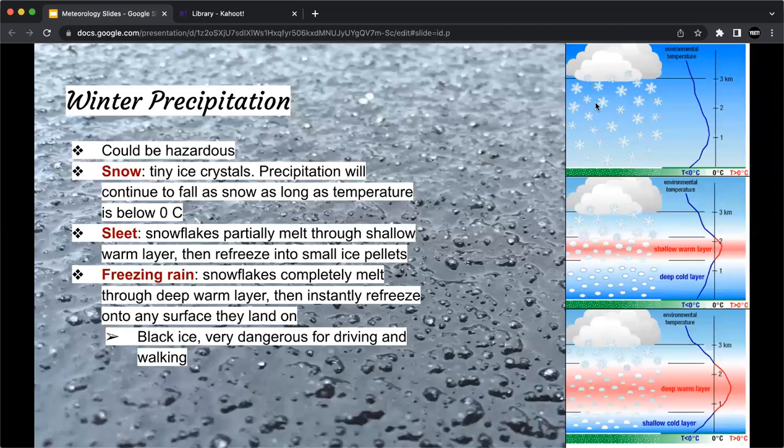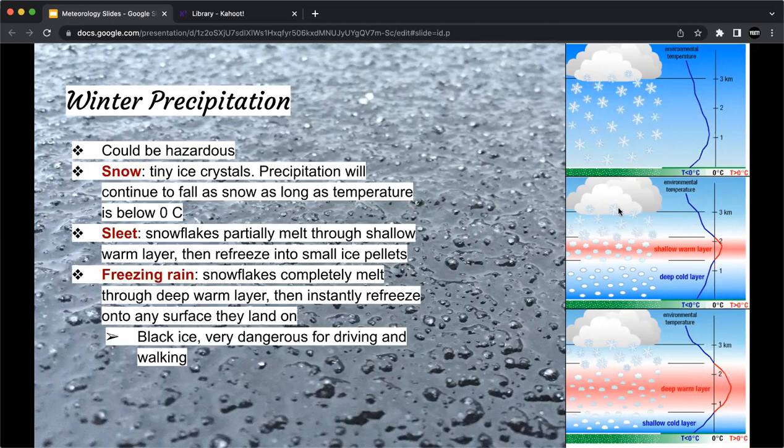If you look at the top right image, this image describes snow, because as it descends, you see this blue line. This basically shows the temperature. As long as this blue line is less than 0 degrees Celsius, or less than freezing, it will always be snow. And then in the middle picture, we have sleet.